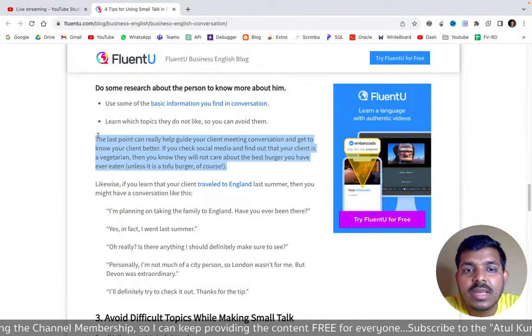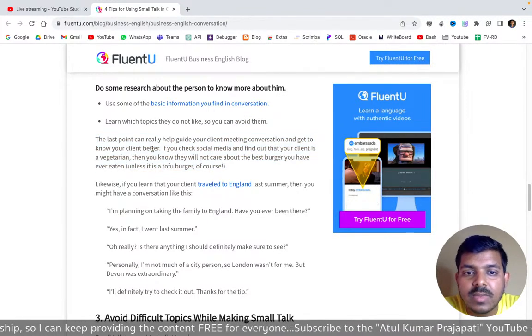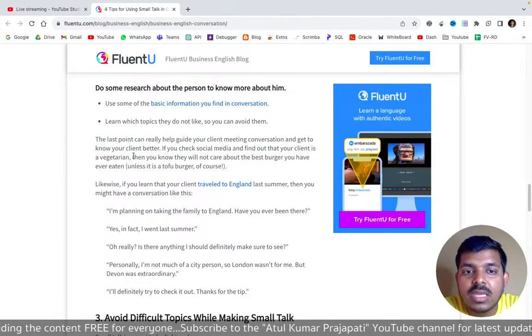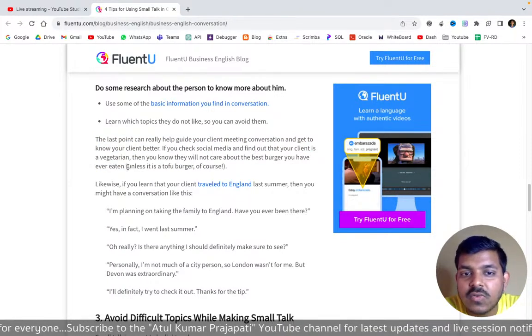The last point can really help guide your client meetings conversation and get to know your client better. If you check social media and find out that your client is a vegetarian, then you know they will not care about the best burger you have ever eaten, unless it is a tofu burger, of course.